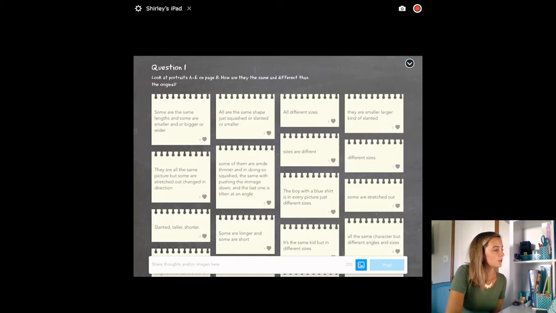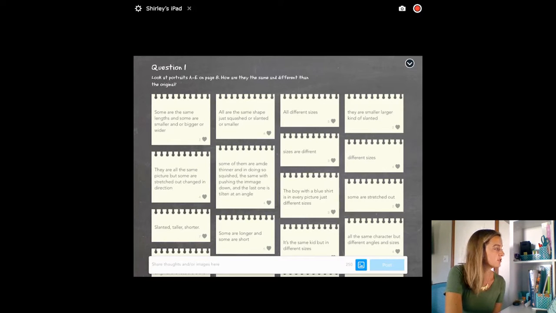Okay. So a couple more seconds to finish up whatever you are thinking and to read through some of your classmates' posts. Again, you can continue to see these images if you're in your book on page 8.